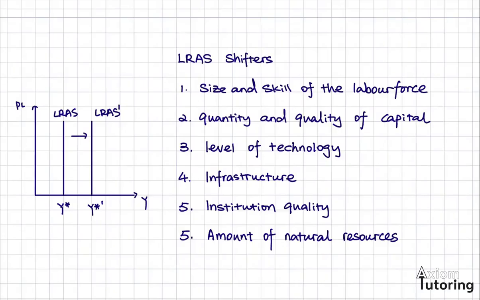But finally, the amount of natural resources matters. The discovery of new natural resources may increase potential output. But conversely, depletion of resources, environmental damage, or a permanent loss of agricultural land may shift LRAS leftwards.